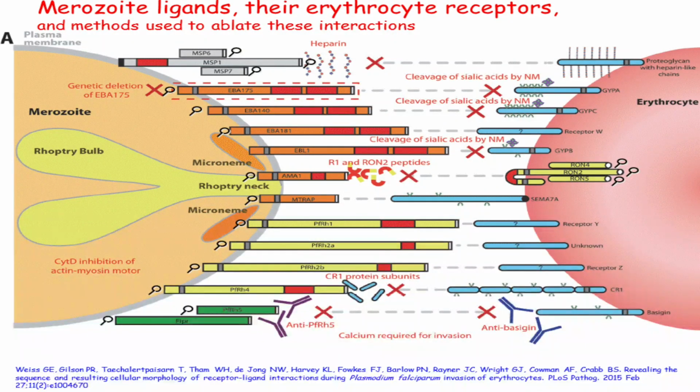But we see here that the apical membrane antigen tends to bind with a RON2 peptide, the RON number 2, of the complex. So it tends to bind. This RON complex, first, was not here.